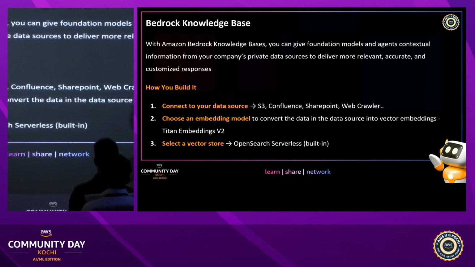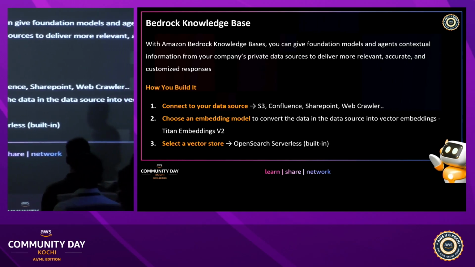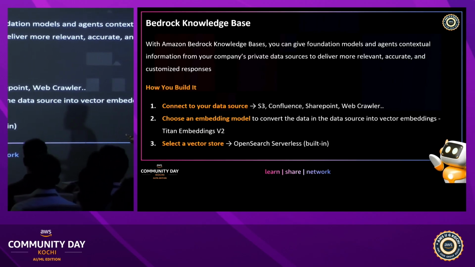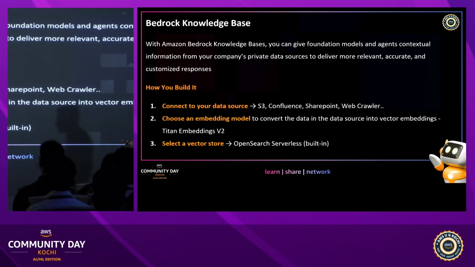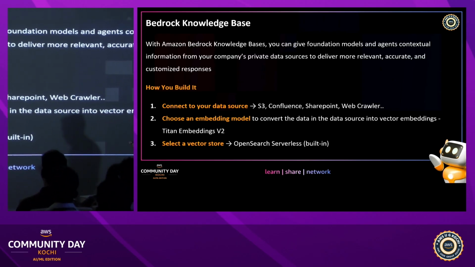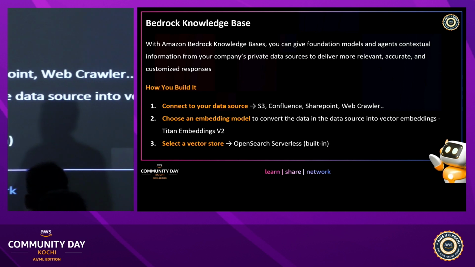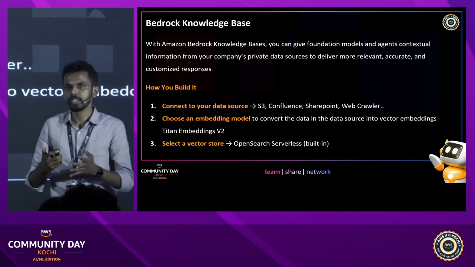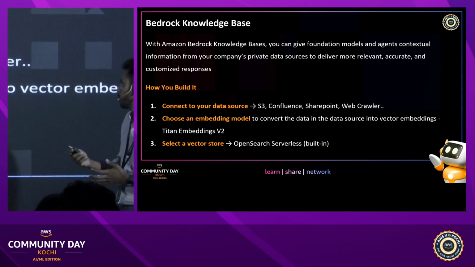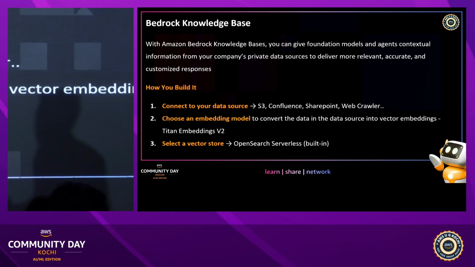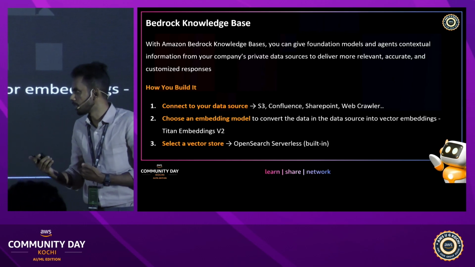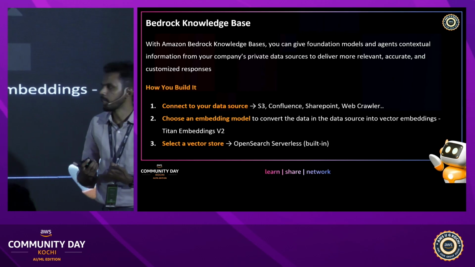We can build a knowledge base in simple steps. First, we connect our data source. It can be S3, Confluent, SharePoint, or even a web crawler. The second step is to choose an embedding model. We need an embedding model to convert our documents into vector embeddings because that is understood by the system, and we can search the relevant context there. I'm using Titan embeddings for that. It is easily integrated with Bedrock.